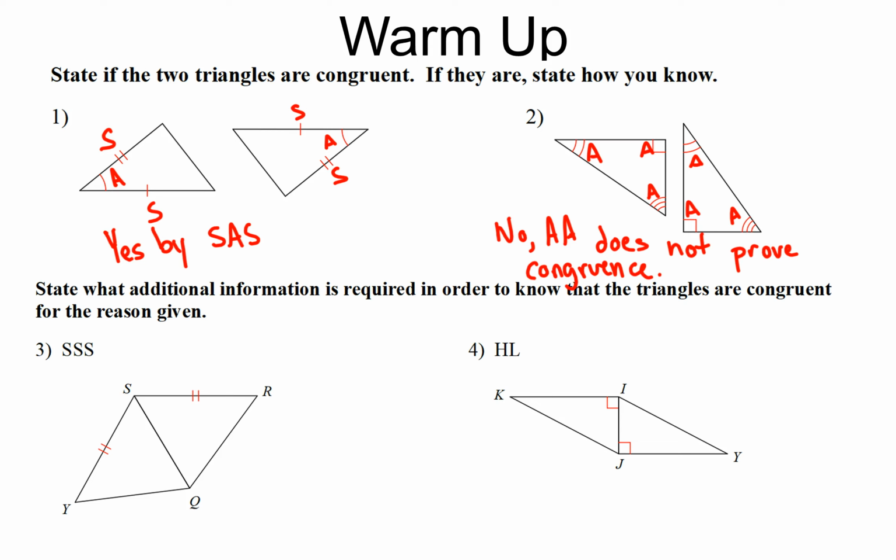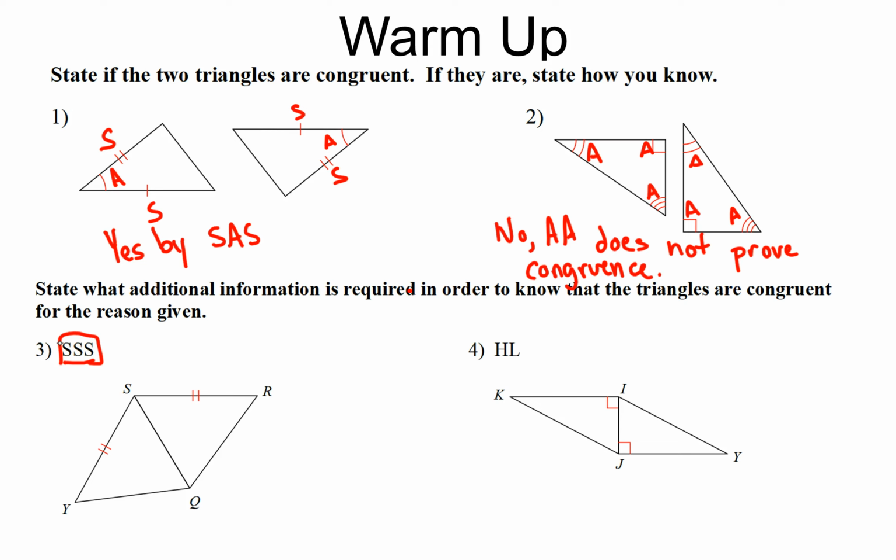With these ones, they give you a theorem they want you to use, and they want you to decide, well, what other piece do I need to be able to use that theorem? So we're going to look at 3 together, and then I want you to pause and look at 4 and try that one. So you look at 3, it says we want to prove by side-side-side.